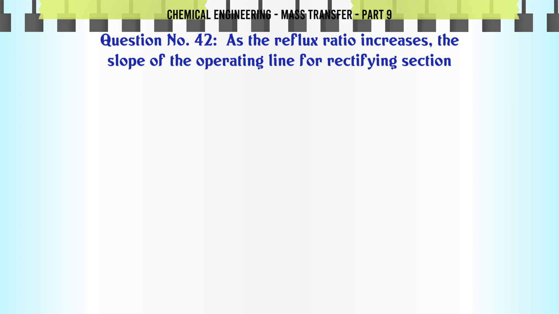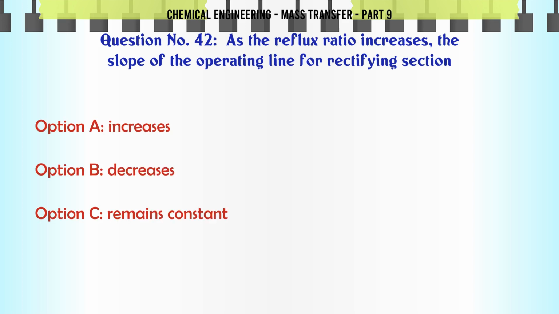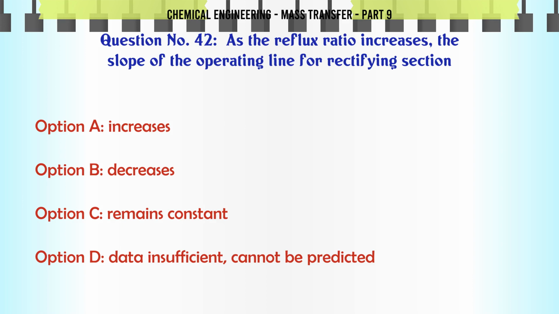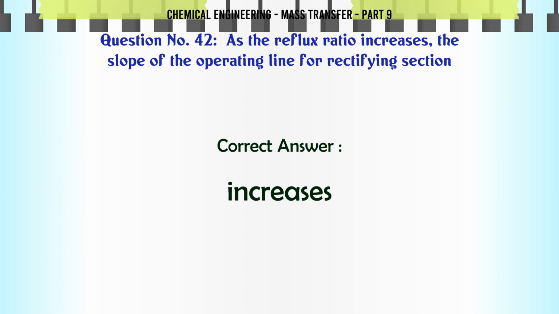As the reflux ratio increases, the slope of the operating line for rectifying section: A. Increases. B. Decreases. C. Remains constant. D. Data insufficient, cannot be predicted. The correct answer is increases.